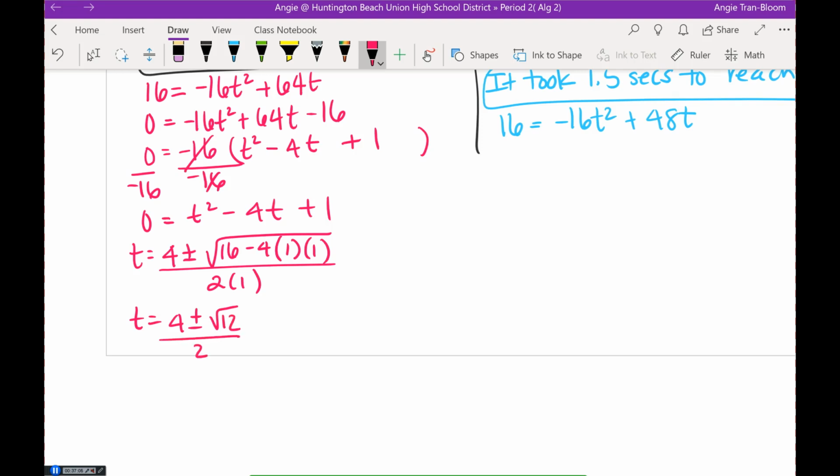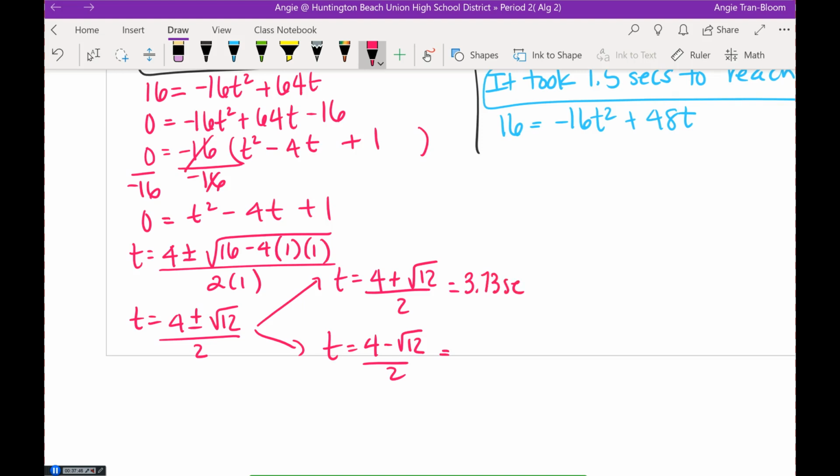This is the beautiful part about the calculator. Now you can just use your calculator. The first t is when you go 4 plus square root of 12 divided by 2. Give me a decimal. The second one is when you subtract: 4 minus square root of 12 divided by 2. All right, add and subtract. Give me the answers. Round to 2 decimal places, please. So whoever has the first one, let me know. This first one? 3.73 seconds. Good. And then the second one?